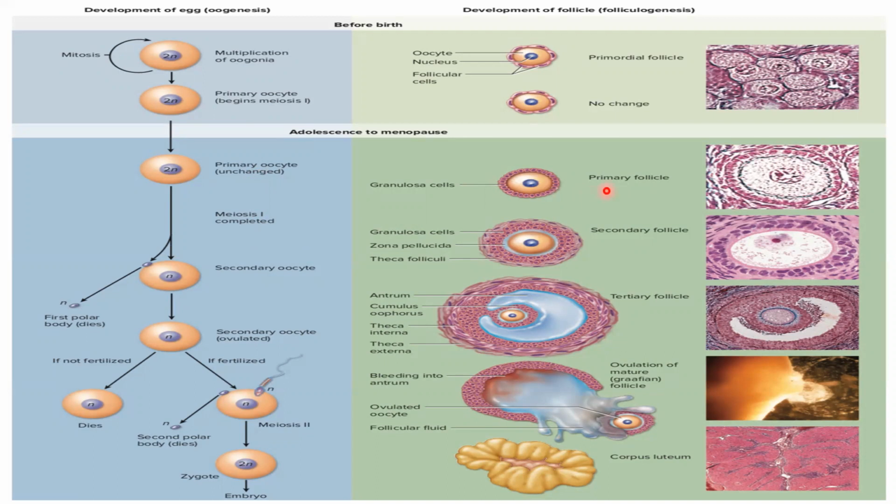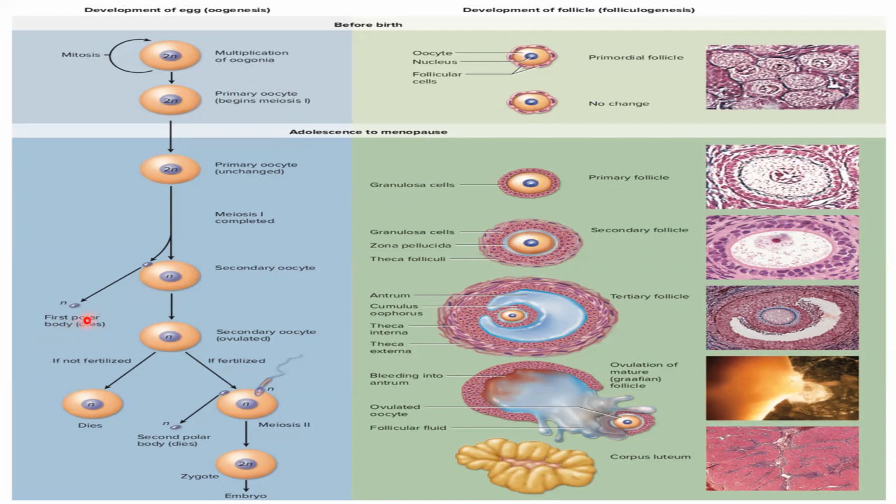At the same time, the primary follicle will be converted into secondary follicle. You can see here granulosa cells are present. Now the ovum also has a covering which is known as zona pellucida, and there is an external covering which is known as theca folliculi. Here meiosis 1 will be completed. Primary oocyte will be converted into secondary oocyte and first polar body.